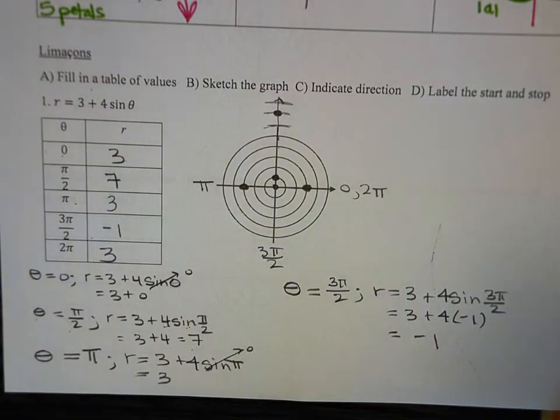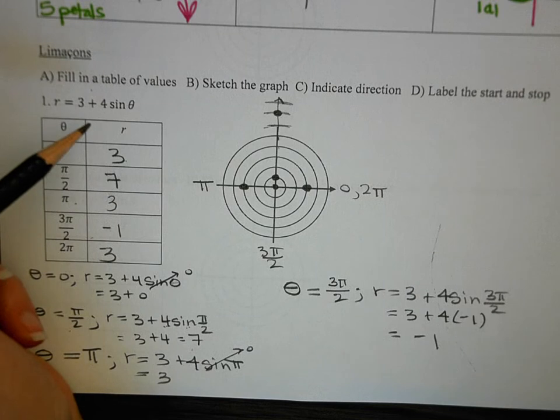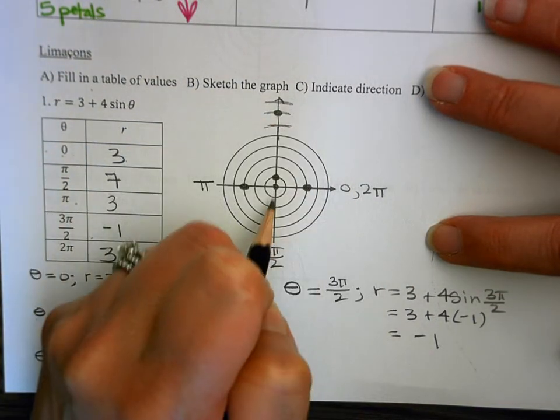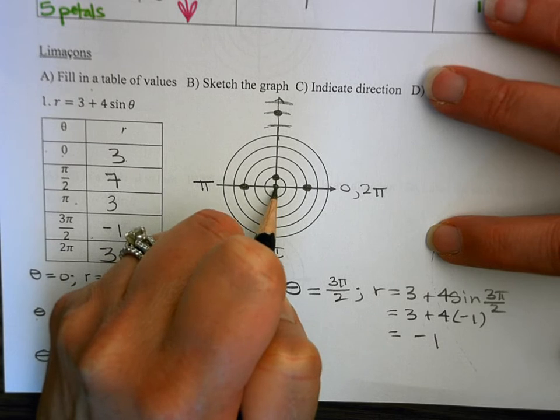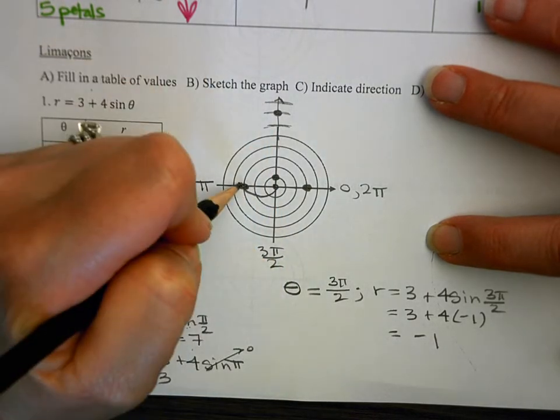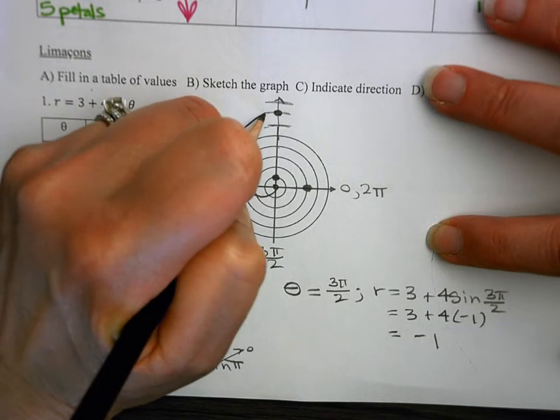So I know I have a limacon because I'm adding or subtracting. And so now when I graph this, I'm going to graph my outer heart shape and then that little inner loop. So I have that outer heart shape. I don't always do a great job at making it roundy. It looks more pointy sometimes.